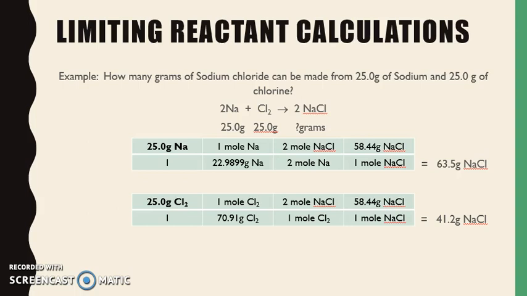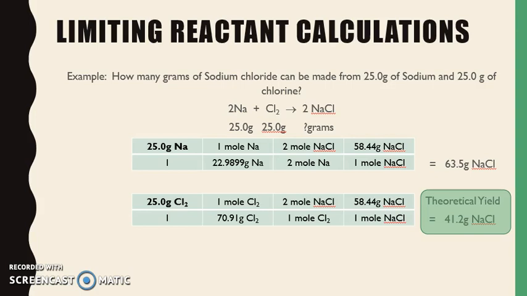Now what does this mean? Well, it means in a perfect world, my 25 grams of Na, if I had all the Cl in the world that I needed, would be able to make 63.5 grams of product. However, my 25 grams of Cl, if I had all the Na in the world that I would need, is only able to produce 41.2 grams of NaCl. What that means is that the 41.2 grams of NaCl is the correct answer. It's the limited answer. It's the smaller answer. We're going to label this the theoretical yield.